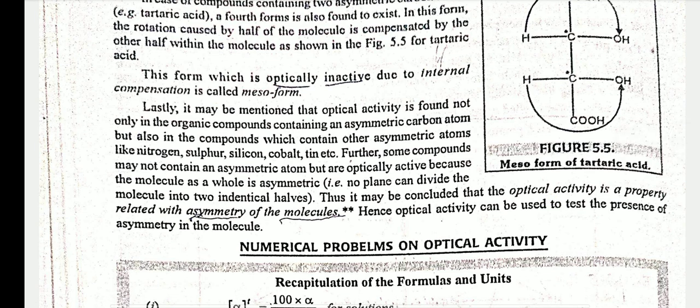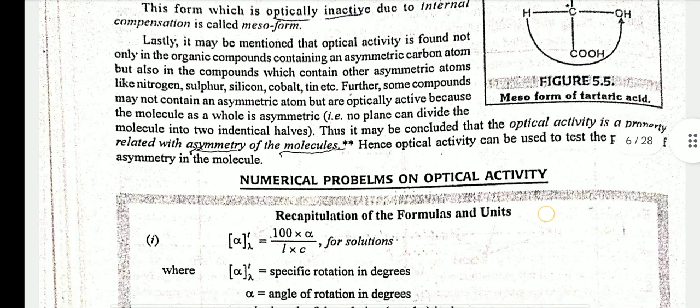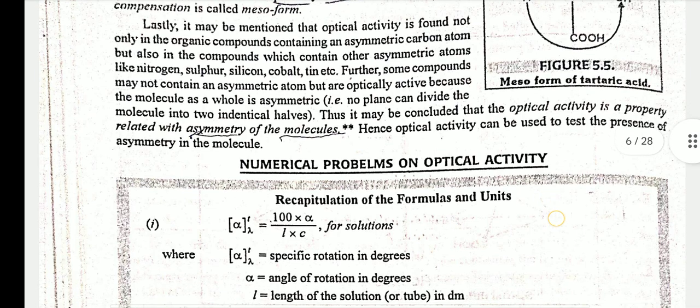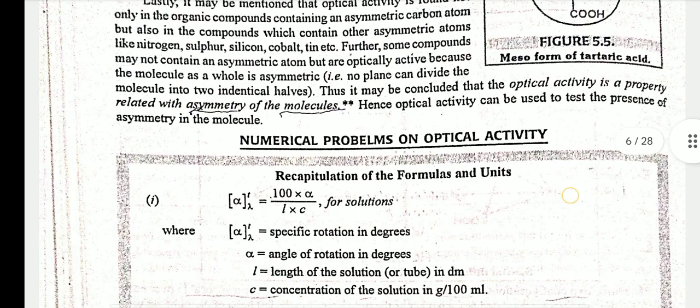Lastly, it may be mentioned that optical activity is found not only in organic compounds containing an asymmetric carbon atom but also in compounds which contain other asymmetric atoms like nitrogen, sulfur, silicon, cobalt, tin, etc. Further, some compounds may not contain an asymmetric atom but are optically active because the molecule as a whole is asymmetric, that is, no plane can divide the molecule into two identical halves. Thus, it may be concluded that optical activity is a property related to asymmetry. Hence, optical activity can be used to test the presence of asymmetry in molecules.